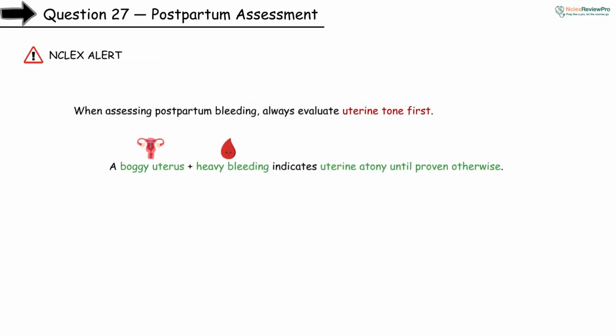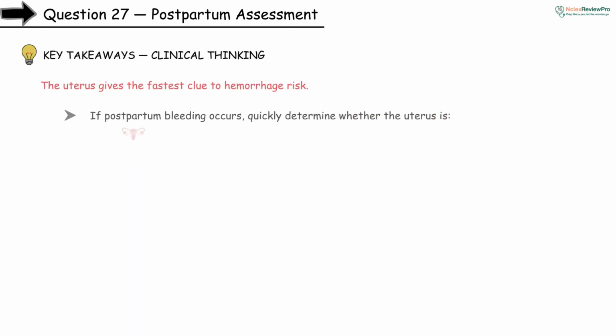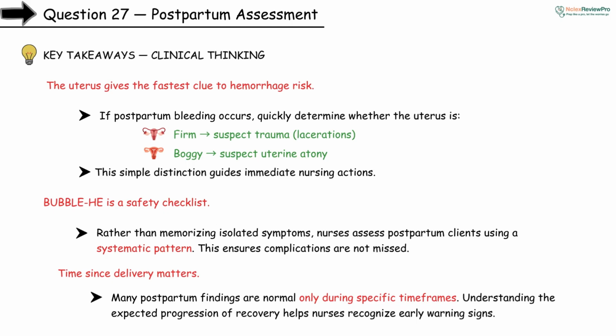Here's your NCLEX alert. When you see postpartum bleeding, always assess the uterus first. If the uterus is boggy, think uterine atony. If the uterus is firm but bleeding continues, think trauma like lacerations. And here's a key clinical thinking point. The uterus gives you the fastest clue. Firm uterus with bleeding suggests trauma. Boggy uterus suggests atony. This distinction guides your next action immediately.